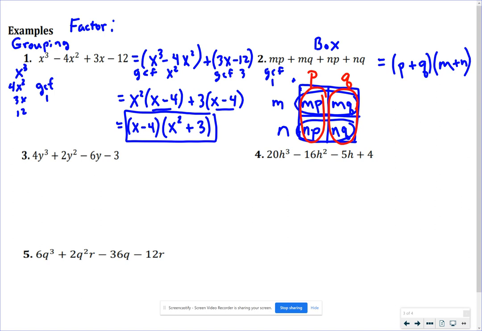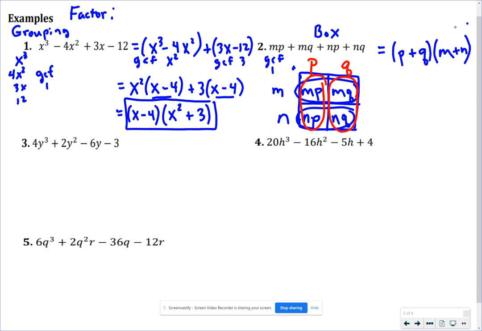Okay, we're going to do example 3. This is the answer I was looking for, right there. Example 3. Look for a GCF. Look at the 4 terms. Do they have a GCF other than 1? The answer is no. So I'm going to group them.